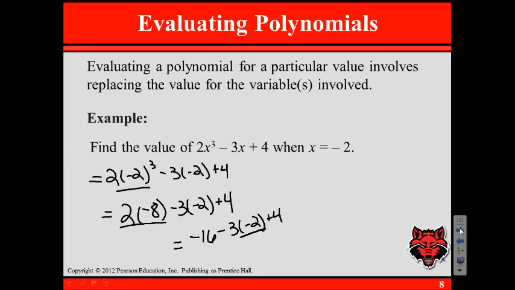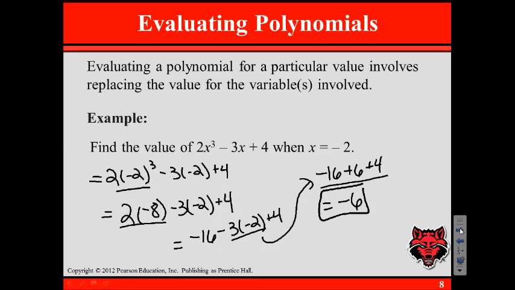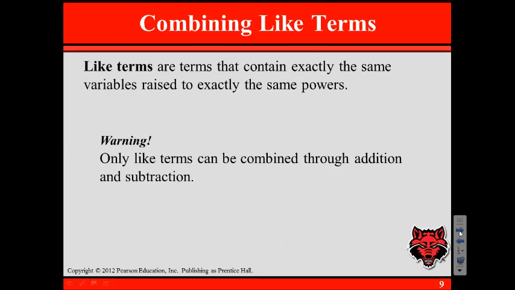We now go to the next instance of multiplication, which is negative 3 times negative 2. It becomes positive 6. And then one at a time or all together, we can add negative 16 plus 6 plus 4, which will result in negative 6.